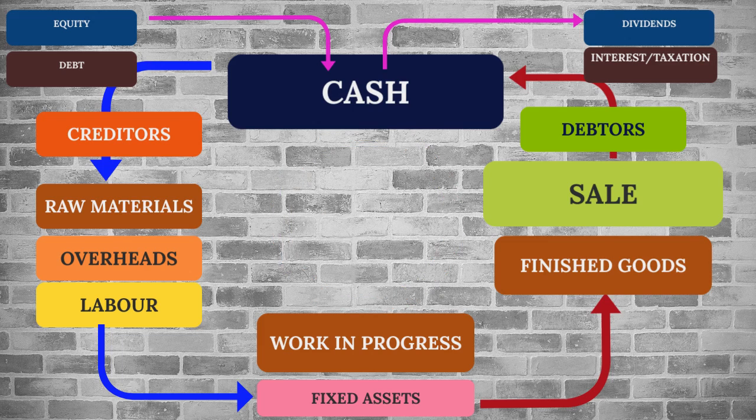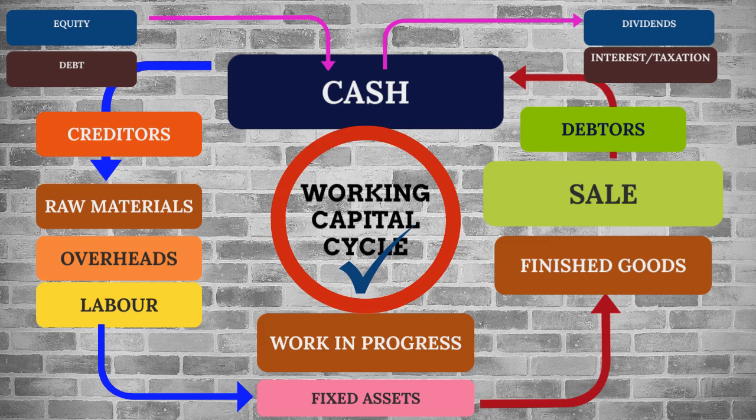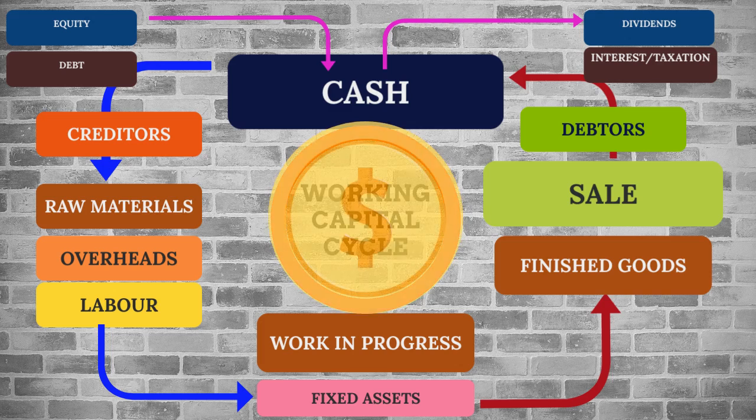In order to generate cash, the business must go round the working capital cycle at least once. So every time the business completes a circuit, more cash is generated. The more quickly the business can move in the cycle, the more quickly it can generate cash.